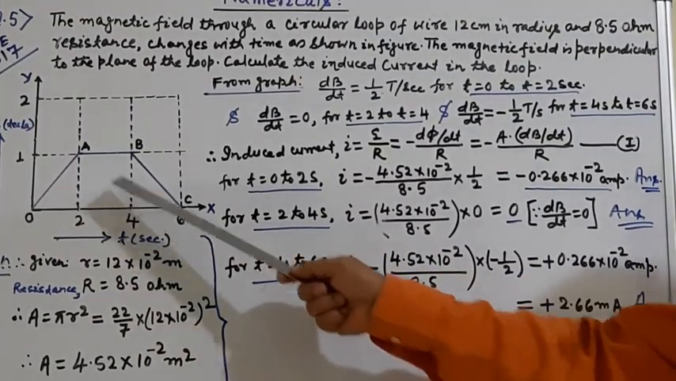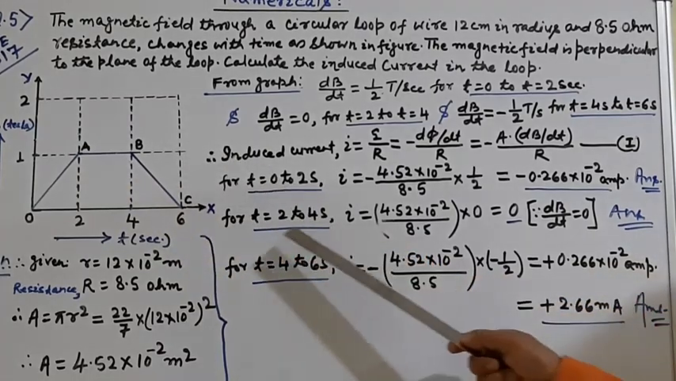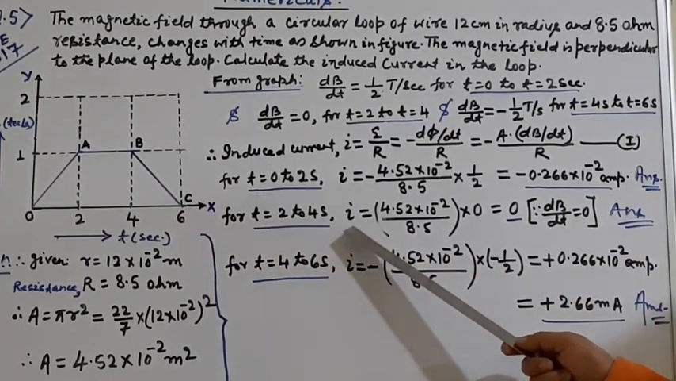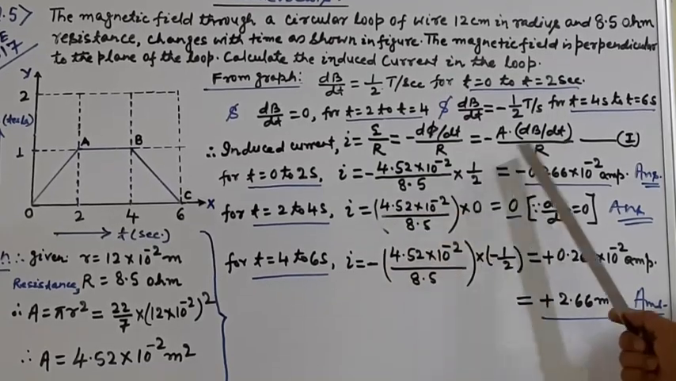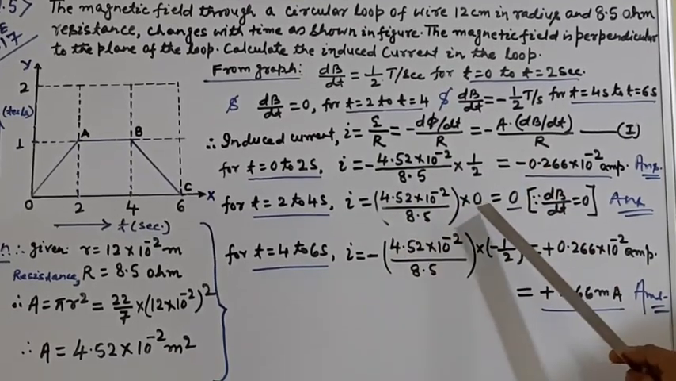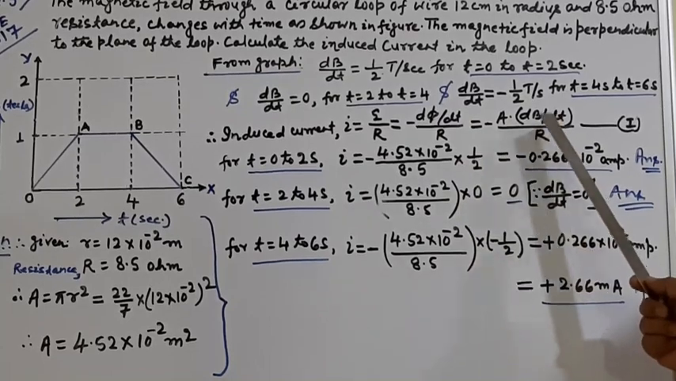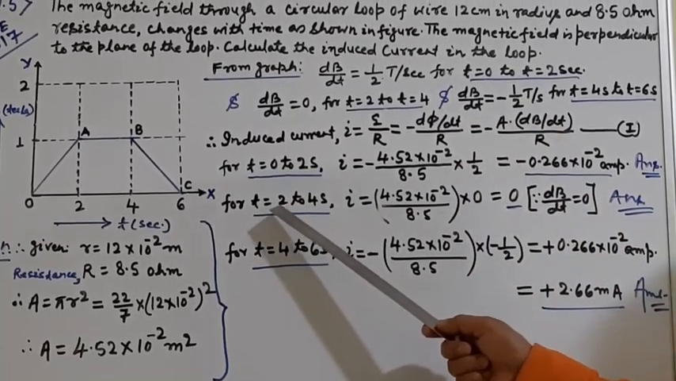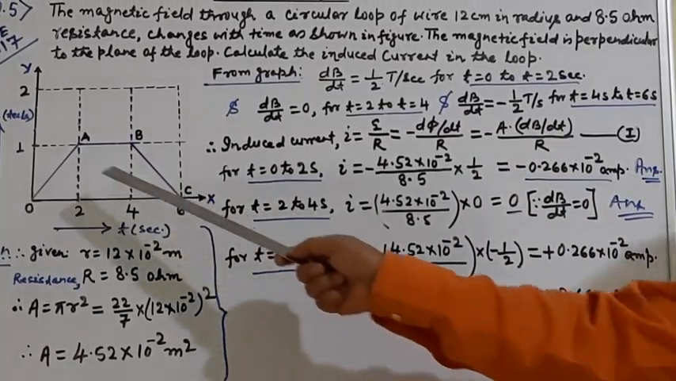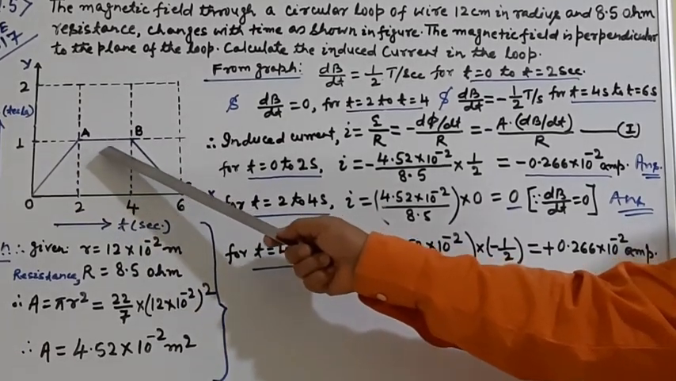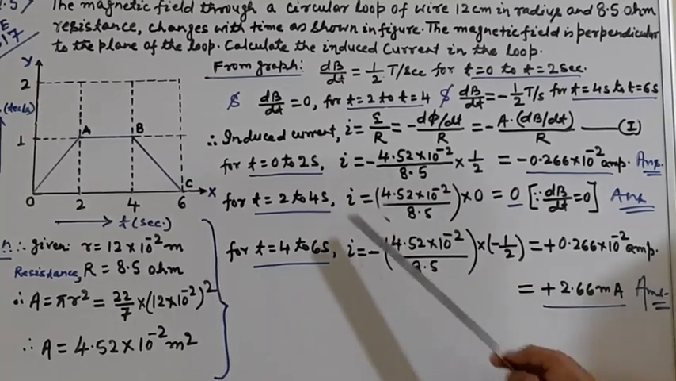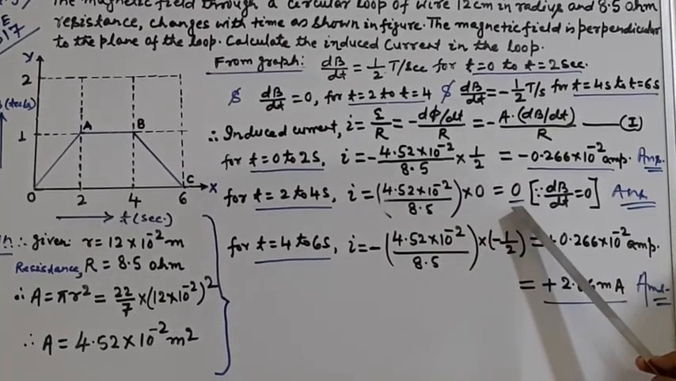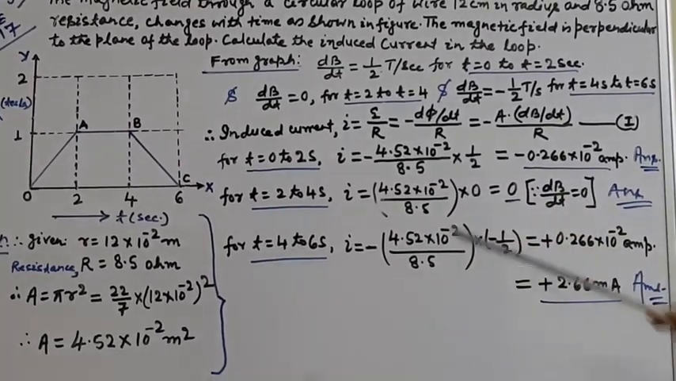Next, 2 to 4 seconds for this portion AB. Here for 2 seconds to 4 seconds, induced current is equal to, again the area is the same, 4.5 into 10 to the minus 2, resistance 8.5 ohm. And what about dB by dt? Here for 2 to 4 seconds, with this line, the magnetic field is not changing, so dB by dt is, as already mentioned, 0. So the current during this time is 0. This is the answer for this portion AB.